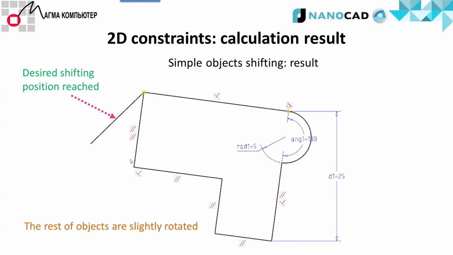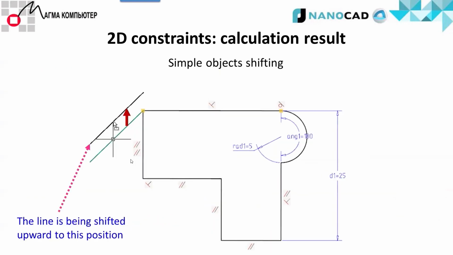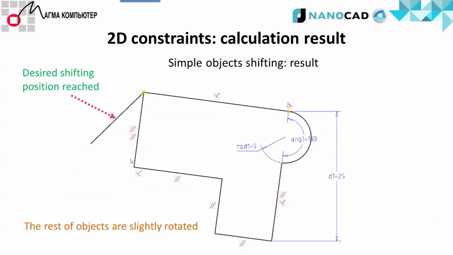Here is the result of calculation, sort of animation. We may see that the shifted line is at the user-desired placement. Other objects retained their relative position, but got a slight rotation. But this isn't an error, because the rotation of objects isn't limited.